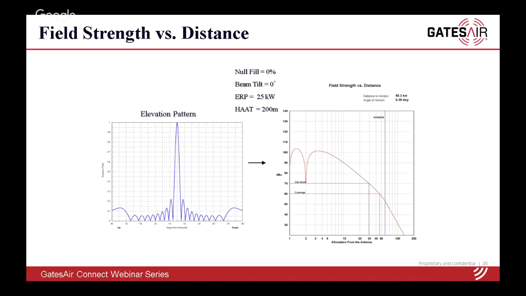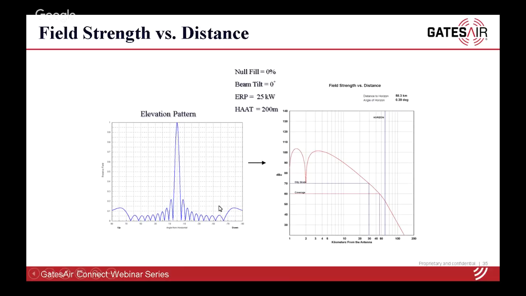So if we go looking at the elevation pattern, for example, and we just look at zero null fill, zero beam tilt, we have an ERP that's equal to 25 kilowatts, and we have a height above average terrain of about 200 meters. This is our field strength versus distance plot. And as you can see, the distance to the horizon is 58.3, and the angle to the horizon is about 0.4 degrees.